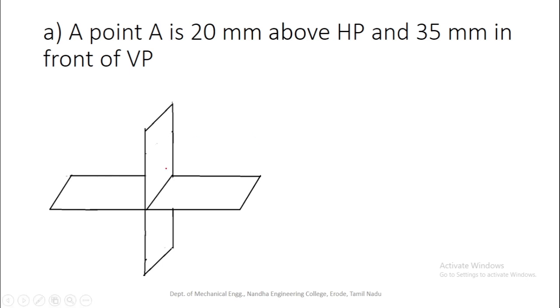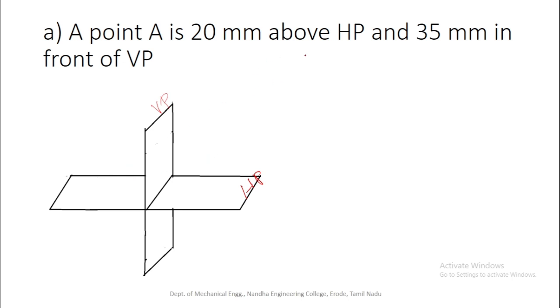So a point is there which is 20 mm above the HP. So this is the HP. The entire plane is called HP. The entire vertical plane, this plane is called VP. So the position of the point is given here. The point A is 20 mm above HP. So the object may be placed in the first quadrant or second quadrant.